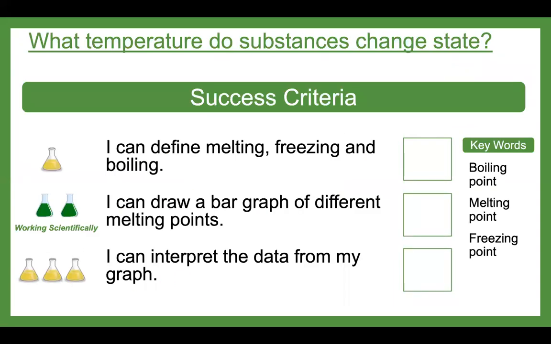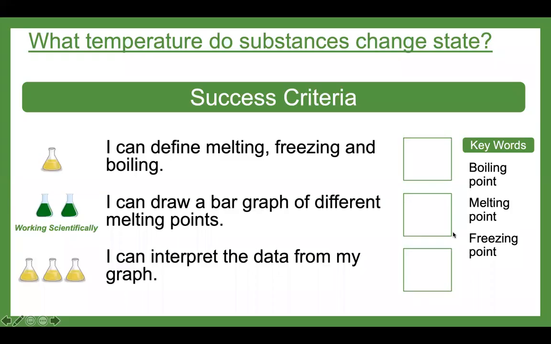So let's have another look at our success criteria for today. The first one was I can define melting, freezing, and boiling. We've just done that, so you can give yourself a tick. Well done. The next success criteria we're going to meet is I can draw a bar graph of different melting points.